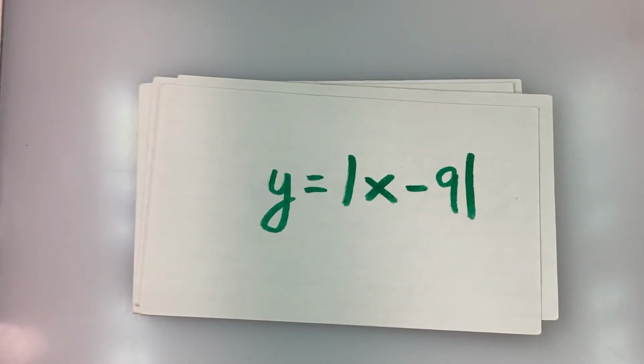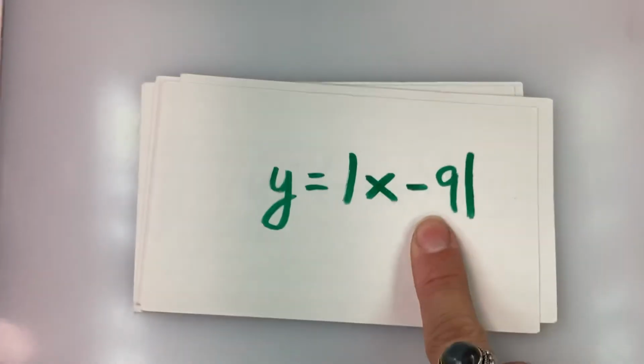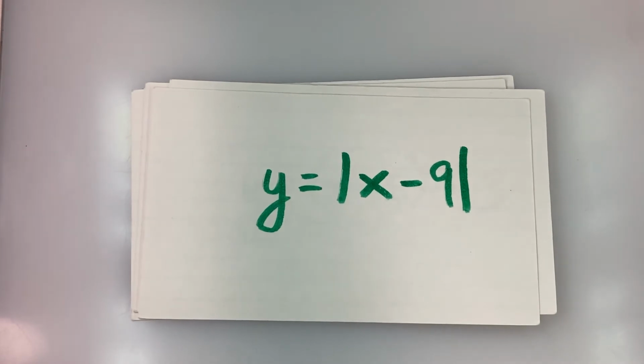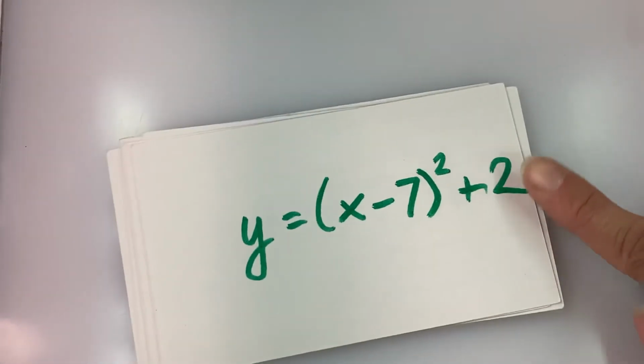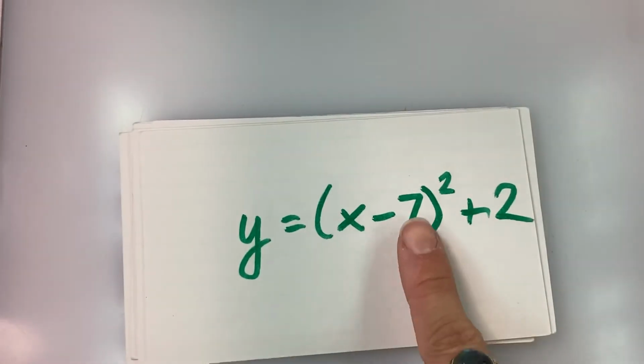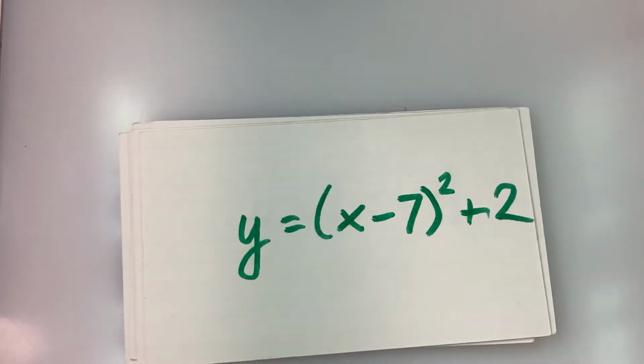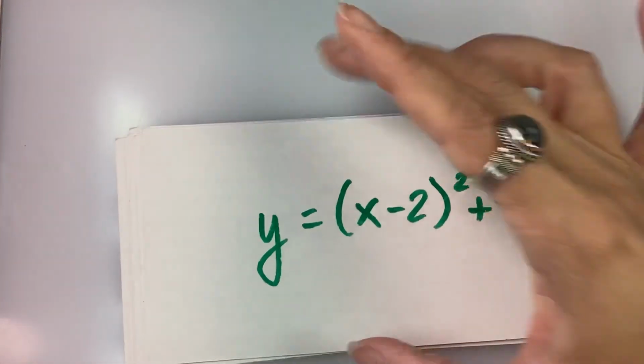-9 is on the inside. So we cross our eyes and it goes to the right 9 units. This is a quadratic. The +2 is on the outside, so up 2. The -7 is on the inside, so we cross our eyes and we go to the right 7 units.